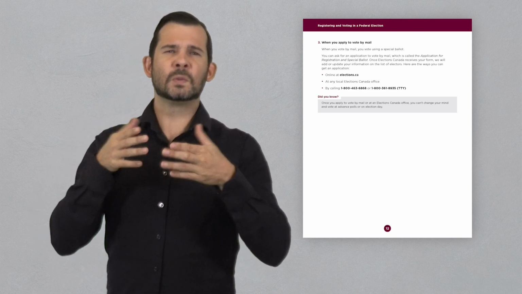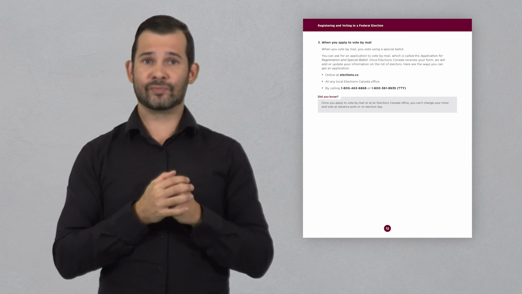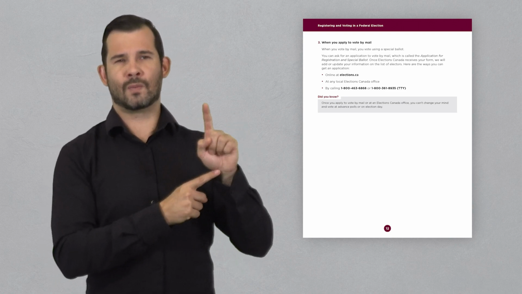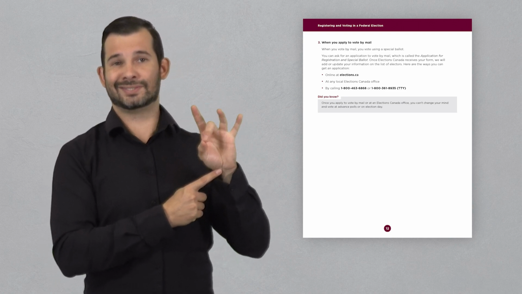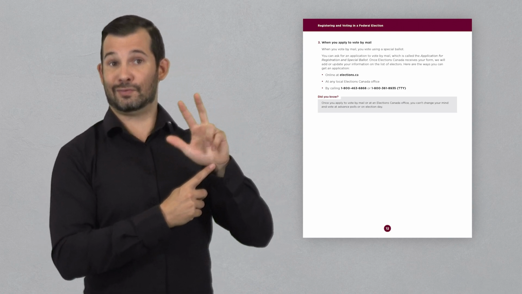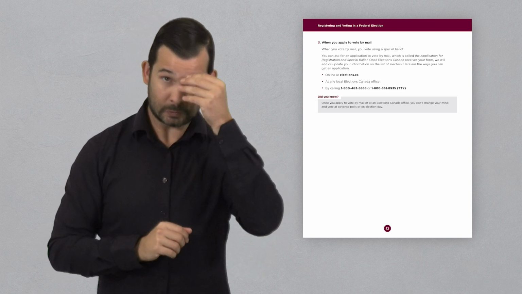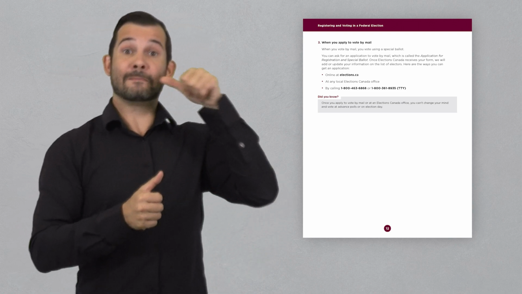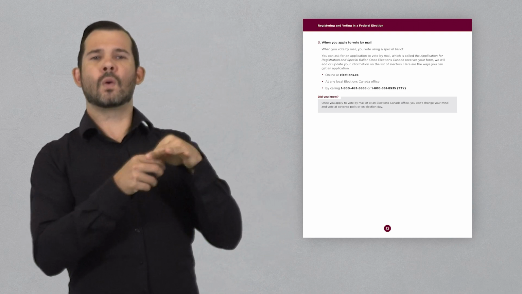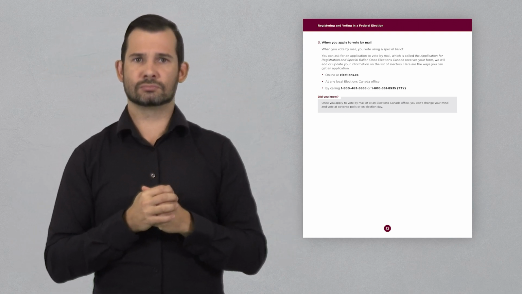Here are the ways you can get an application. Online at elections.ca. At any local Elections Canada office. By calling 1-800-463-6868 or 1-800-361-8935 TTY. Did you know? Once you apply to vote by mail or at an Elections Canada office, you can't change your mind and vote at advance polls or on Election Day.